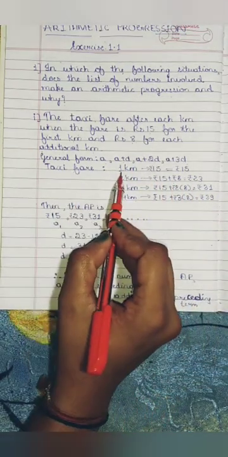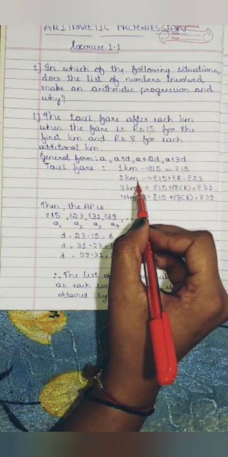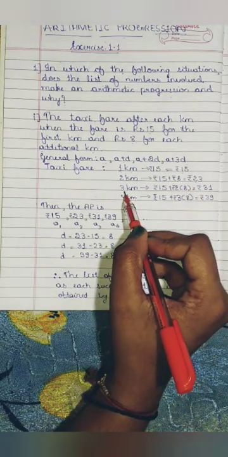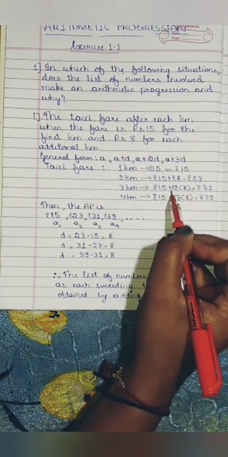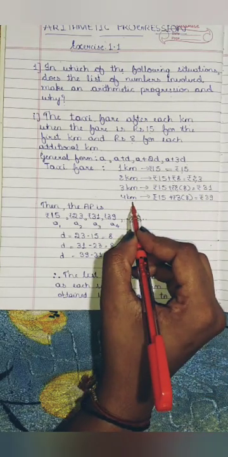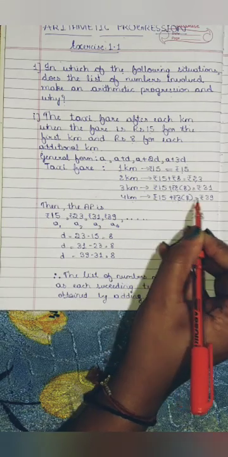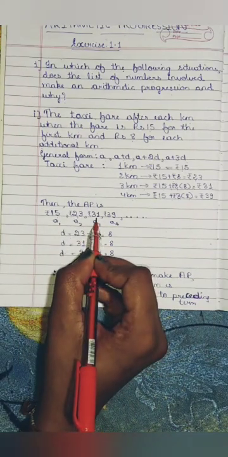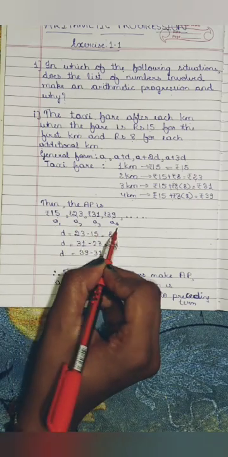The taxi fare for the first kilometer is 15 as they have already given it. For the second kilometer it would be 15 plus 8, that is rupees 23. Similarly for the third kilometer it would be 15 plus 2 into 8 because it is A plus 2D. So it comes up to rupees 31. And finally for the fourth kilometer it would be 15 plus 3D, that is 15 plus 3 into 8, that comes up to 39. So the series would be 15, 23, 31 and 39. So these are our A1, A2, A3 and A4.